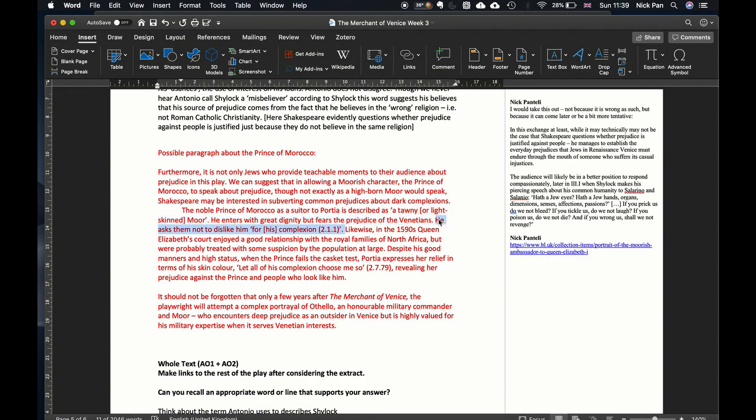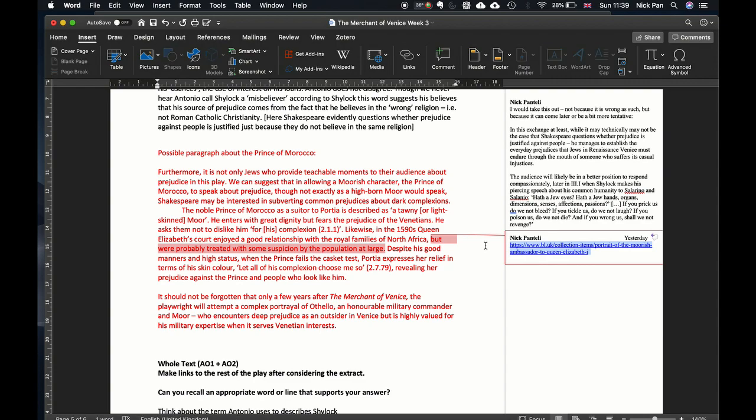Likewise, in the 1590s, this is a short comment on context now, which you can keep or not keep, but it's just one sentence, and it's good to remember. Queen Elizabeth's court enjoyed a good relationship with the royal families of North Africa, but they were probably treated with some suspicion by the population at large. And you can go and look at a portrait of a Moorish ambassador to Queen Elizabeth, in fact, on the British Library website.